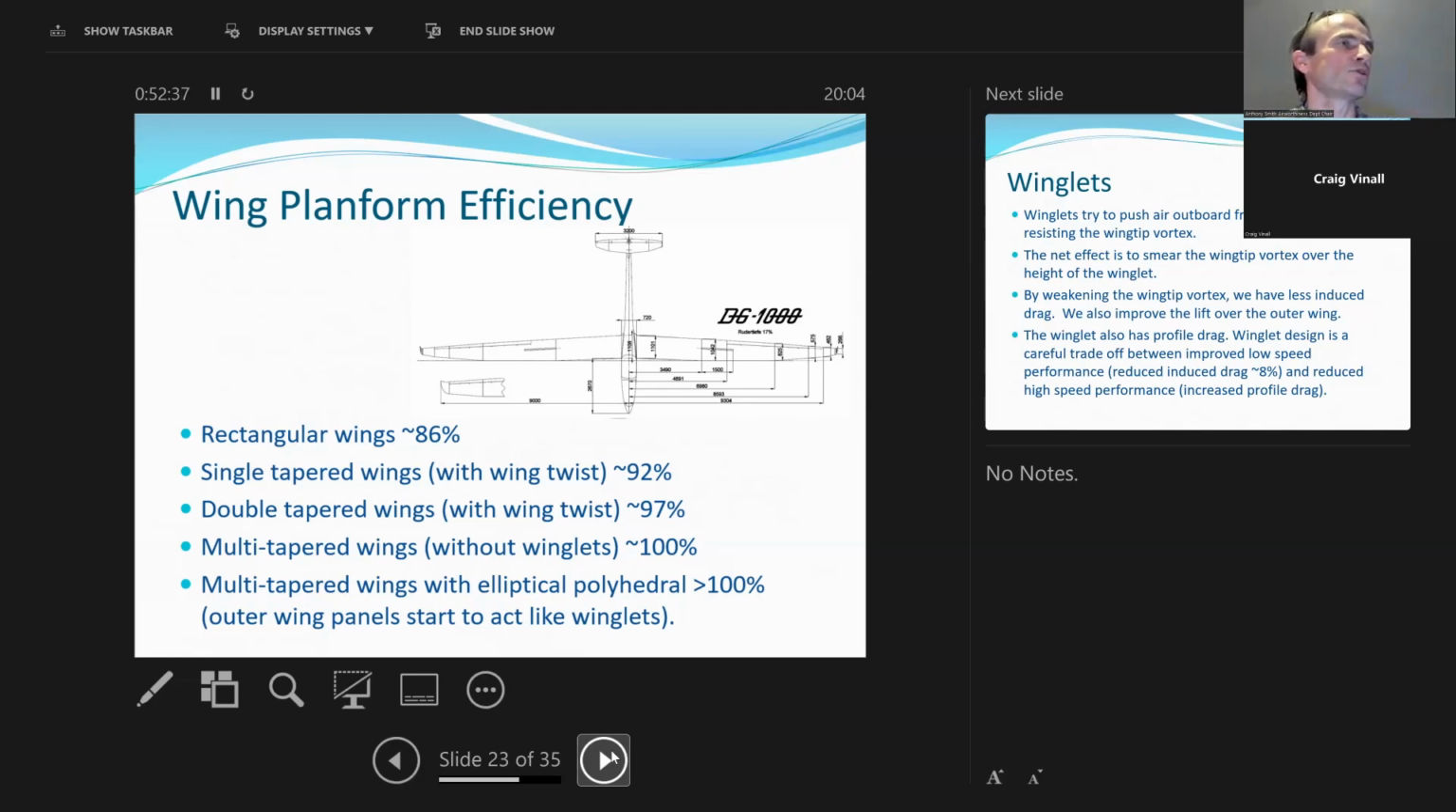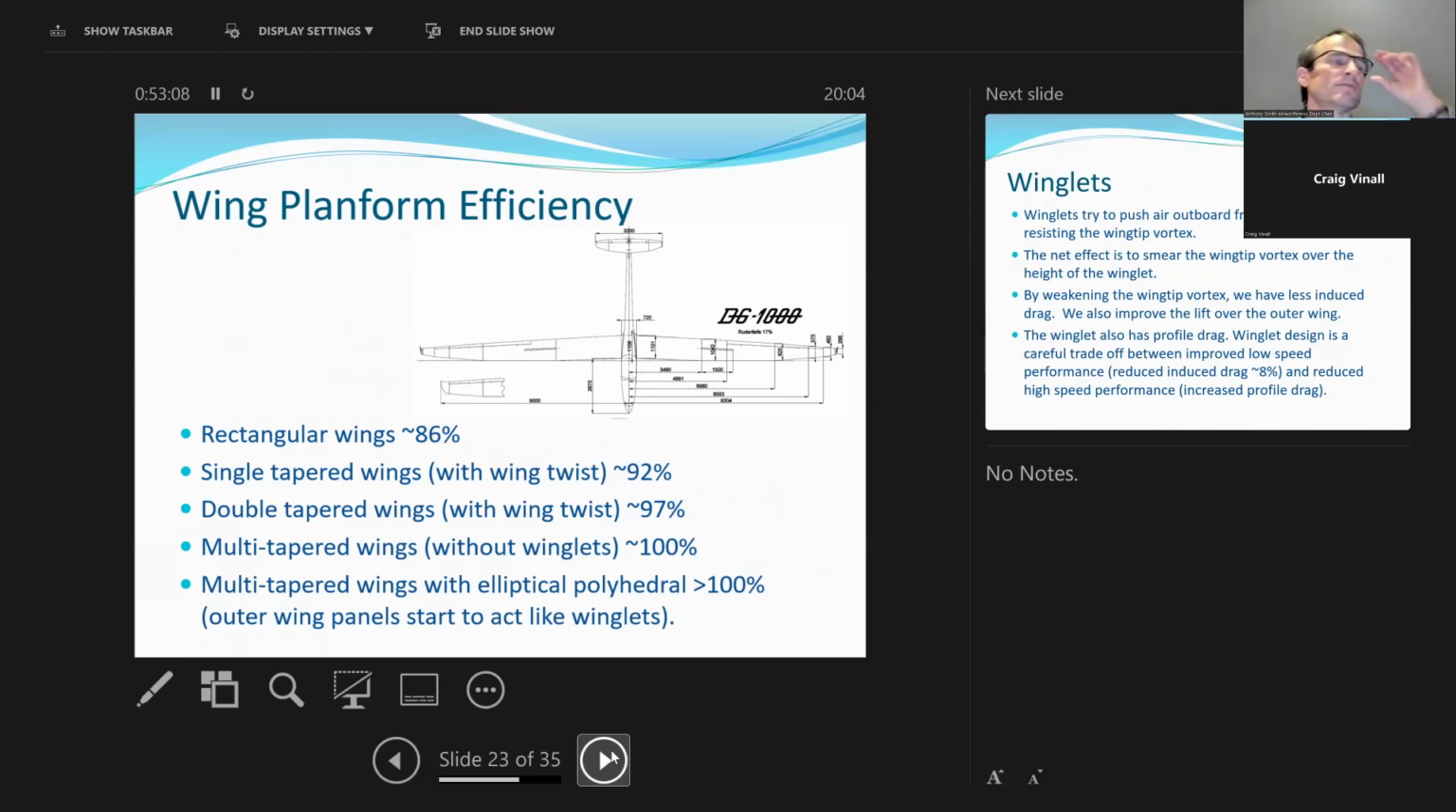The stall starts at the root and works its way outboard. You retain aileron control all the way through the stall. Very mushy, great for a training aeroplane, and very cheap to make. Single tapered wings with a little bit of wing twist get you up to 92%. The double tapered wings, the K21 is the classic there, Birdcraft 4, Boomerangs, just about a lot of aircraft of that era have 2 tapers to the wing, 97%.